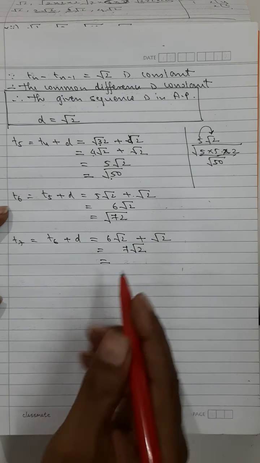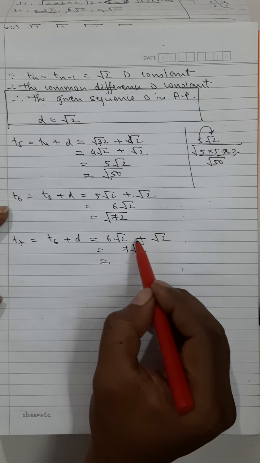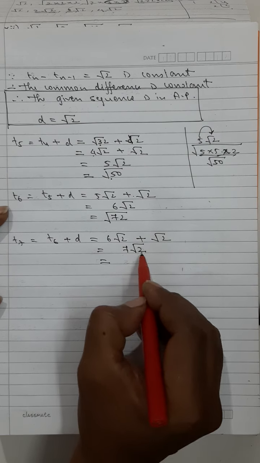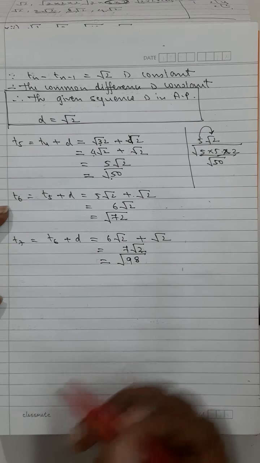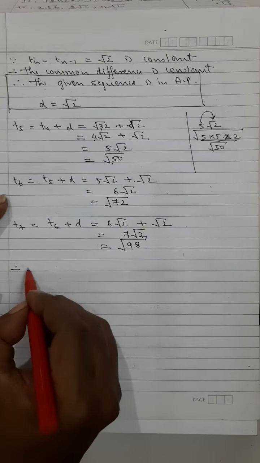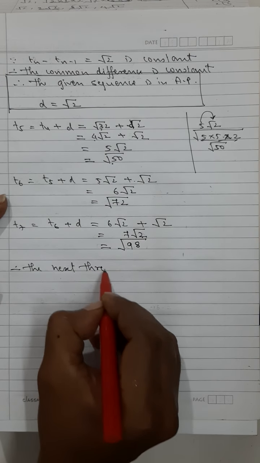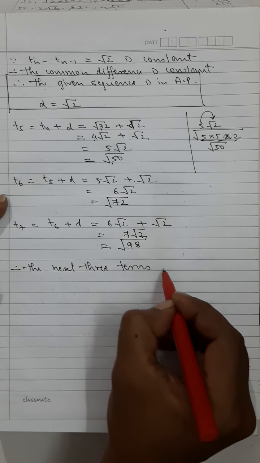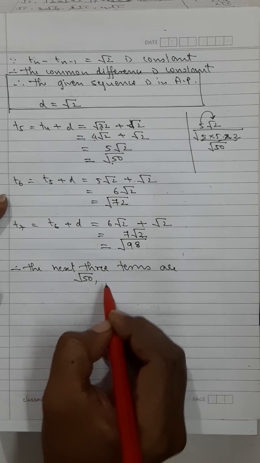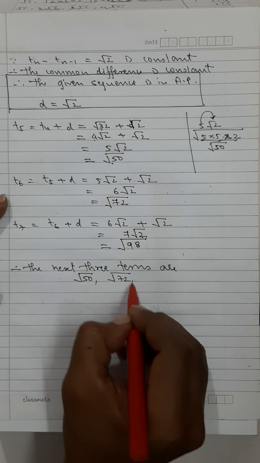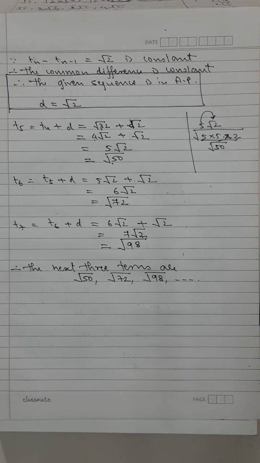See, it is really playing different dances. 7 will go inside. 7 sevens are 49, into 2. 2 nines are 18, 2 fours are 8. 98 will stay inside. Therefore, the next 3 terms are root 50, root 72, root 98 and so on.